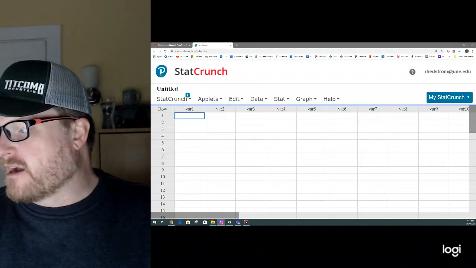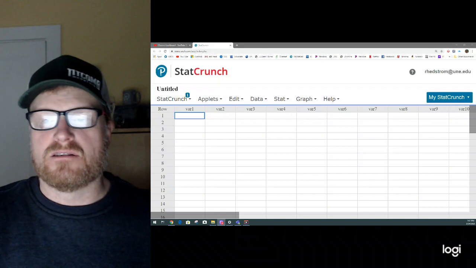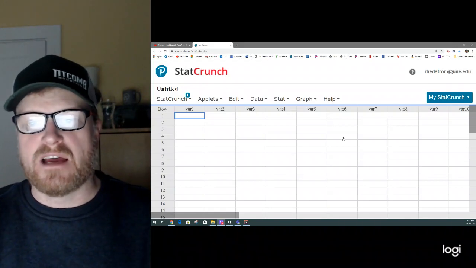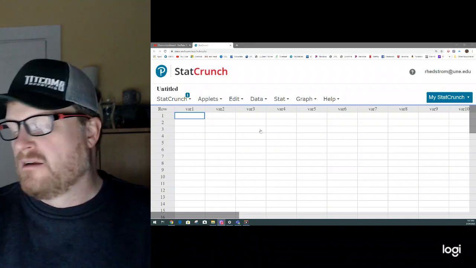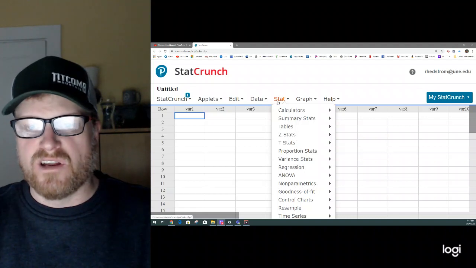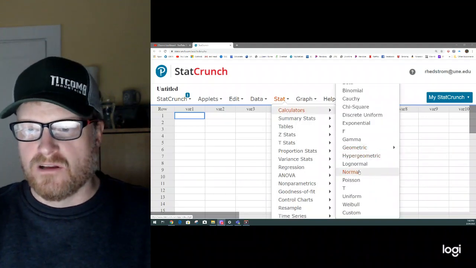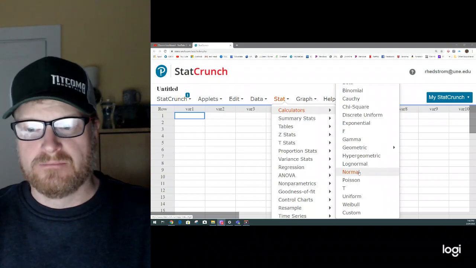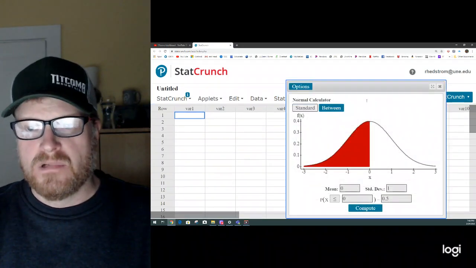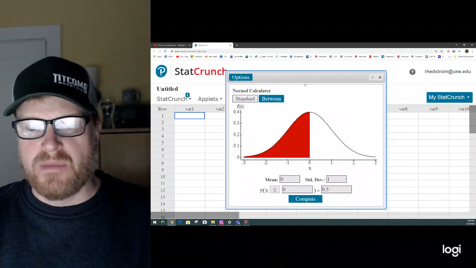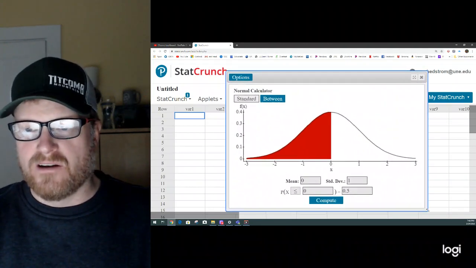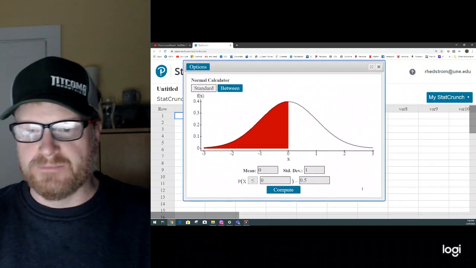Again, we're going to use StatCrunch to help illustrate how this is going to look. So if you have StatCrunch up and going, that'd be great. You can put that side by side with this video. We're going to go to Stat Calculators and look for normal. We can see that the bell curve comes right up and we have our normal probability distribution.